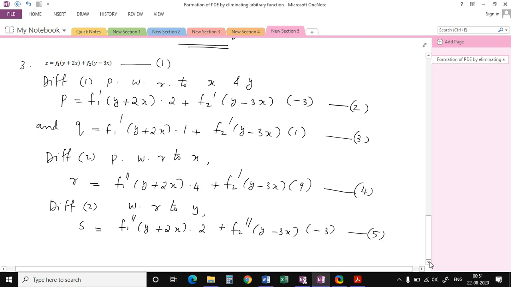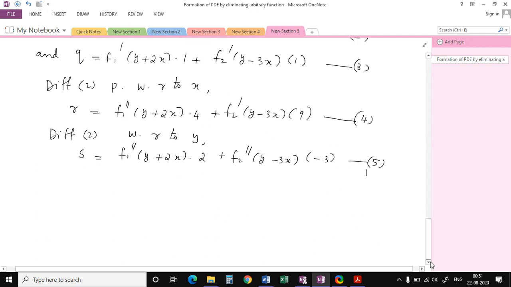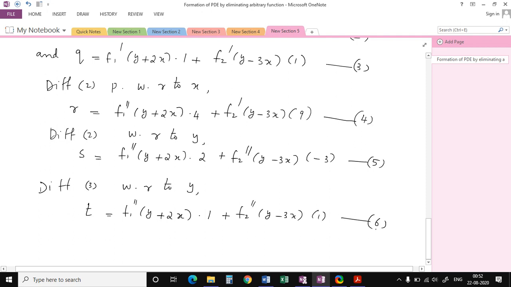So now we can obtain one more derivative, that is after differentiating equation number 3 partially with respect to y, we will get dou square z by dou y square, and we will write it as t. So t equal to, so differentiate this equation. So we will get f1 double dash y plus 2x multiplied by derivative of y plus 2x, that is 1, plus f2 double dash y minus 3x multiplied by derivative of y minus 3x, that is 1. So this is our sixth equation.